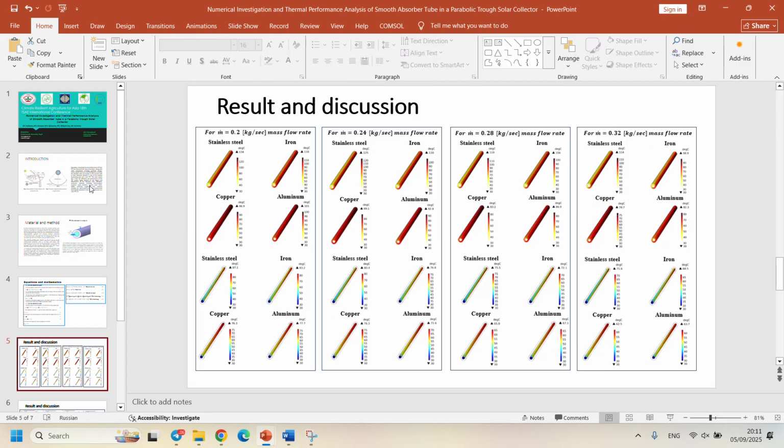surface temperature variation of the heat transfer fluid is relatively lower with the copper one.